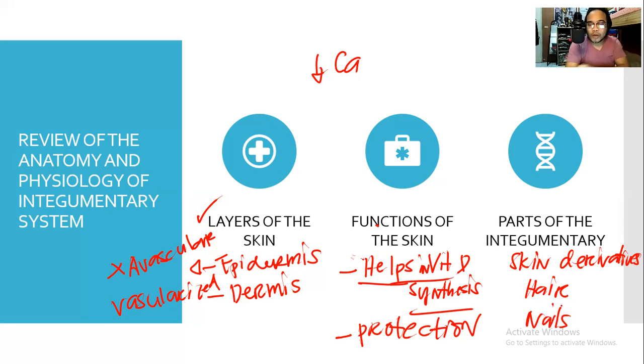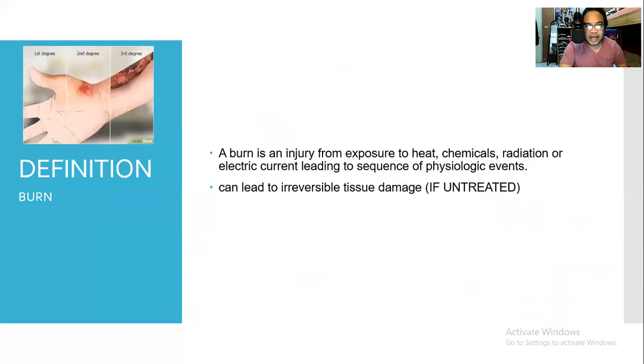And of course, our glands. These are the skin derivatives, and we also have your glands. Our sweat glands, sebaceous glands, the apocrine and eccrine glands. We can see that there. So that is the brief review of your anatomy and physiology. Now let's talk about your burn.